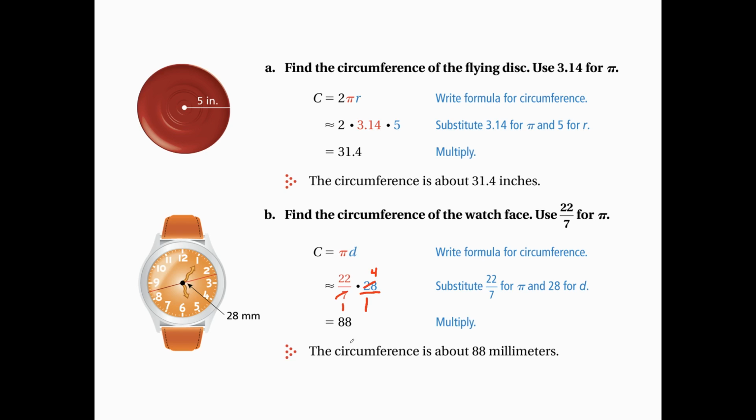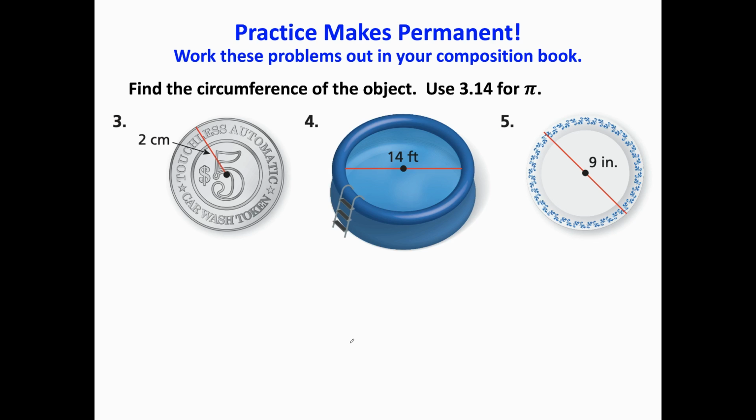So sometimes using 22/7 is good. If your radius or your diameter is a multiple of 7, then that's pretty good because then there will be some canceling. Or you can just use 3.14. You can use 3.14 for all the problems. That's fine too. All right, so we're going to practice. The video is going to pause, and I want you to work out these problems in your composition book.